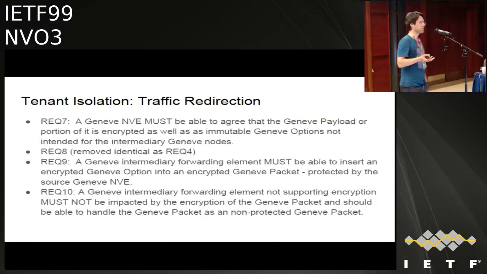So what we put as a requirement is that a Geneve NVE must be able to agree that a Geneve payload or a portion of it is encrypted. And this includes Geneve options that are not intended to be updated. Requirement 9 is that a Geneve intermediary forwarding element must be able to insert encrypted Geneve options. And then forwarding elements that do not perform encryption or that are not encryption or decryption aware should be able to process the packet anyway.